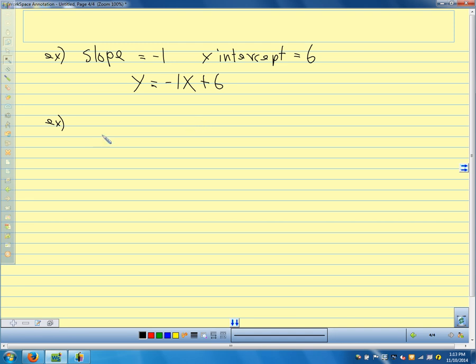Which one? No, 8's the same thing. Slope is -4/5, so y-intercept is -3. So you just put those in your slope-intercept form.